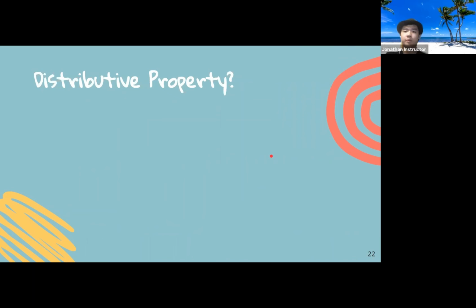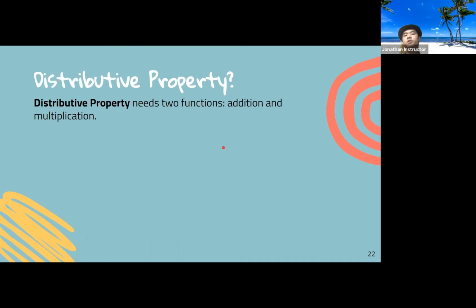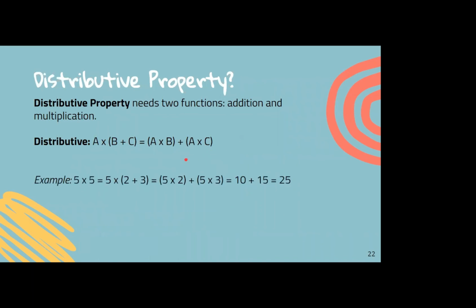Okay, distributive property. I've been talking about distributive property, so let's finally get to it. So distributive property needs two operations: addition, as I said earlier, and multiplication. So keep up with me. This is a little bit harder than the three properties that we just learned. Distributive property basically says that A times, in parentheses, B plus C is equal to A times B plus A times C.